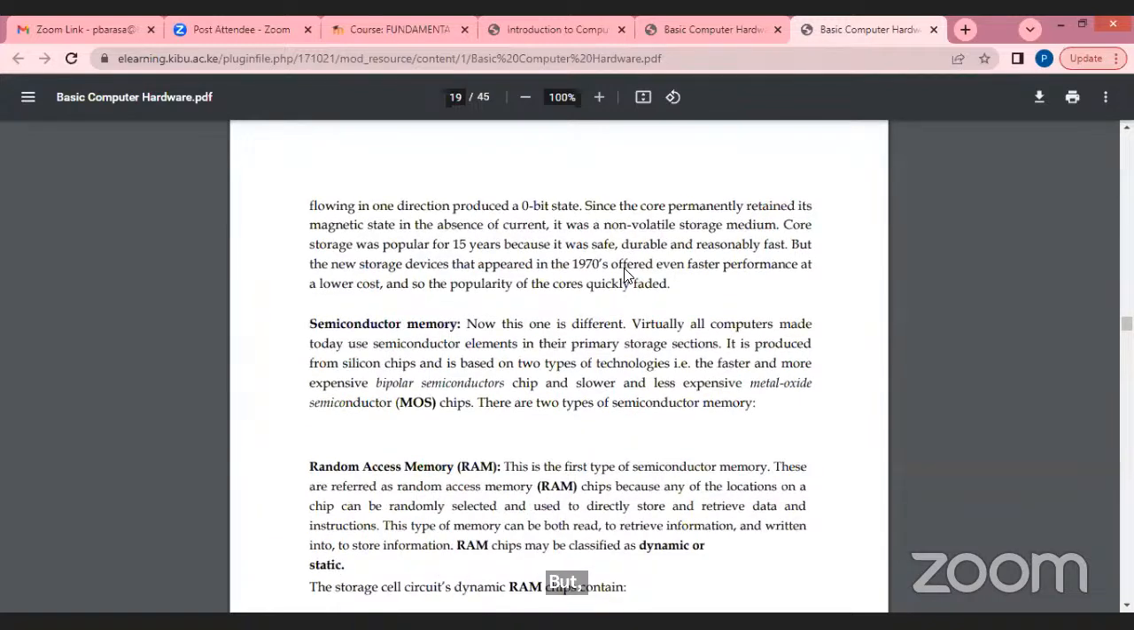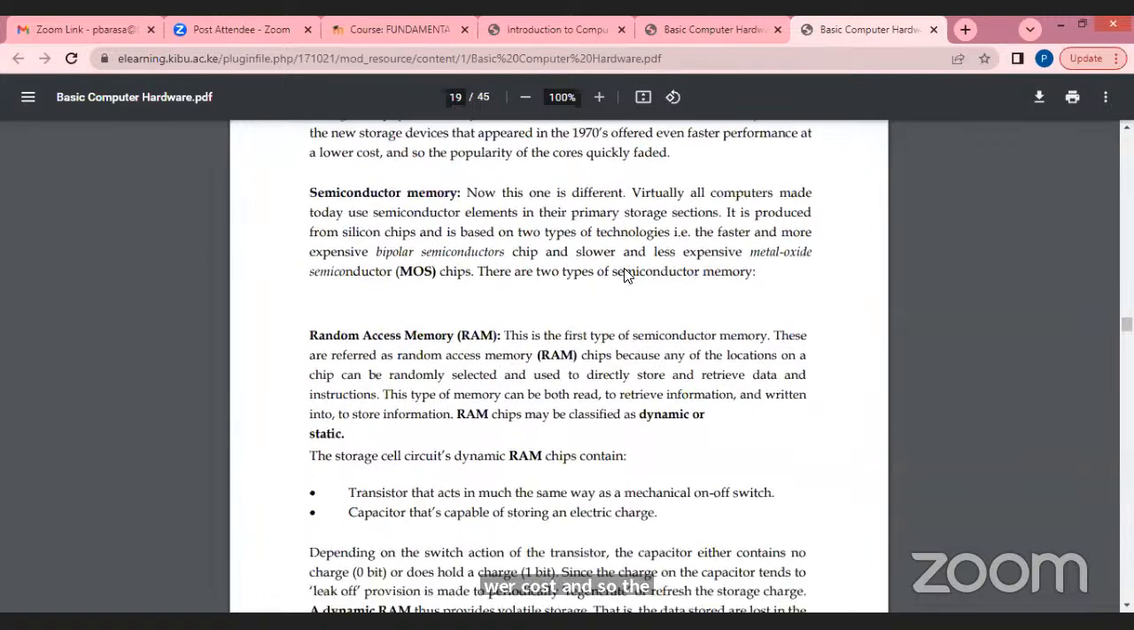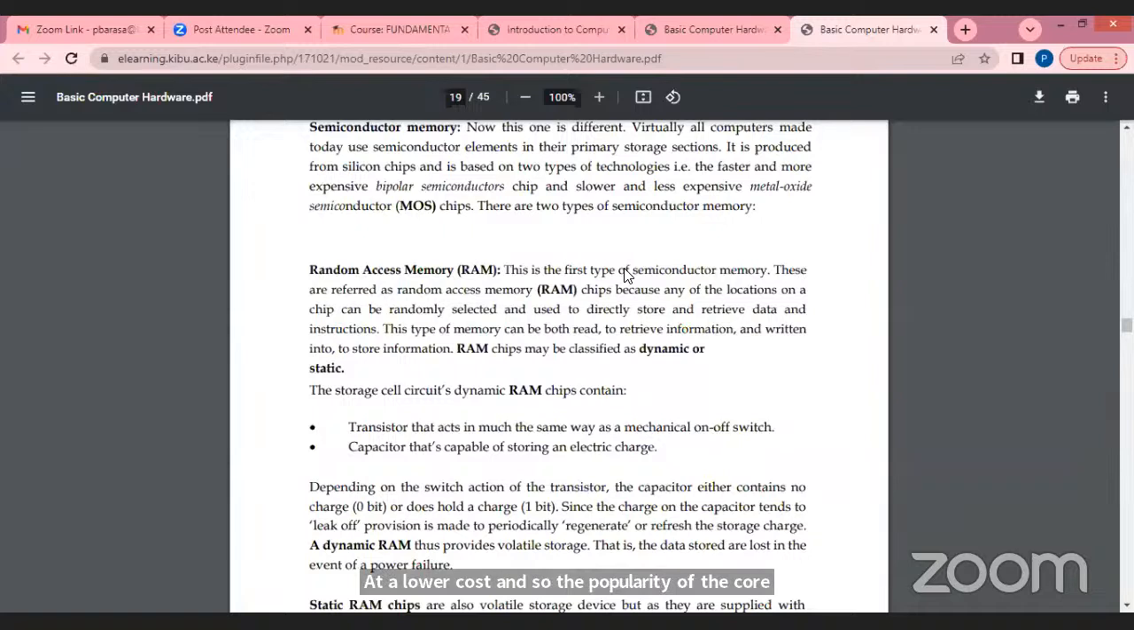Semiconductor memory, now this one is different. Virtually all computers made today use semiconductor elements in their primary storage sections. It is produced from silicon chips and is based on two types of technologies: the faster and more expensive bipolar semiconductor chip, and the slower and less expensive metal oxide semiconductor chips. So there are two types of semiconductor memory. We have the random access memory. This is the first type of semiconductor memory.